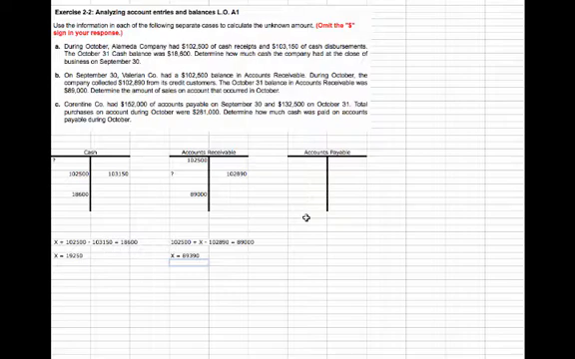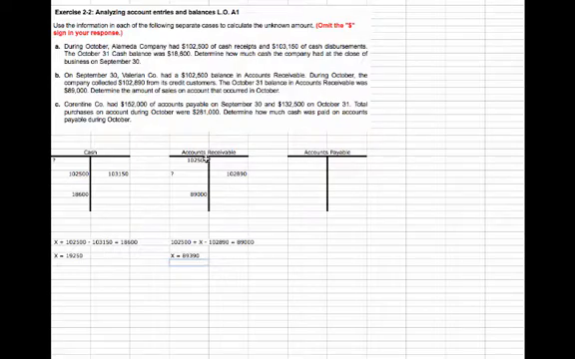Now for the last situation. The last situation says Quarantine Company had $152,000 of accounts payable on September 30th and $132,500 on October 31st. Total purchases on account during October were $281,000. So how much cash was paid on accounts payable during October? Once again, this is for October.